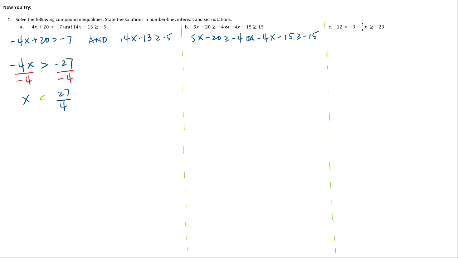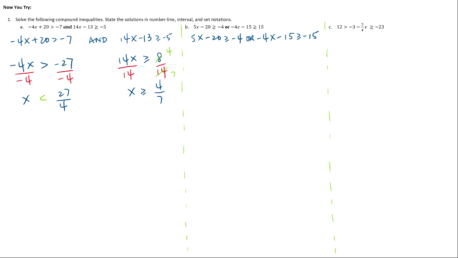For the other inequality, same thing as before, I'm going to get 14x by itself by adding 13 on both sides. Adding 13 on the right side will give me positive 8 as a result. And with this, we can go ahead and divide by 14. Here we would get x is greater than or equal to 8 over 14, but you can also reduce the fraction to 4 over 7 if we divide by 2 on both sides.